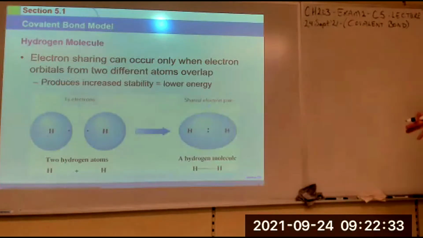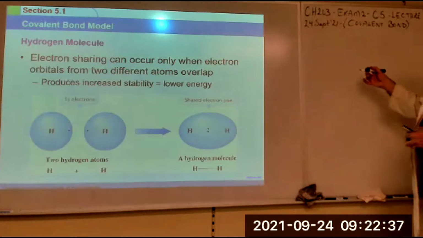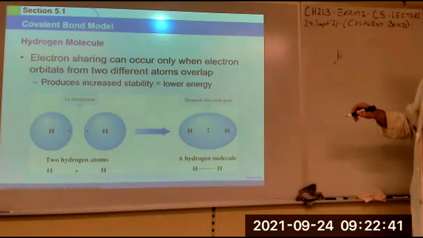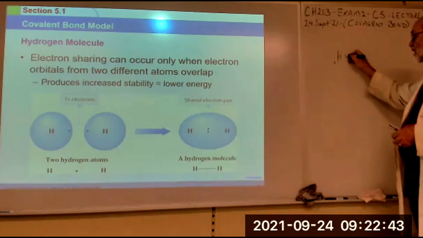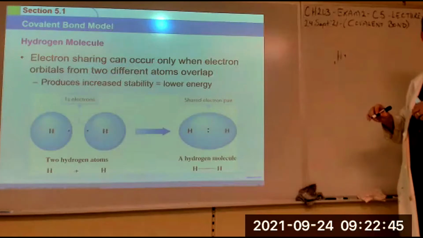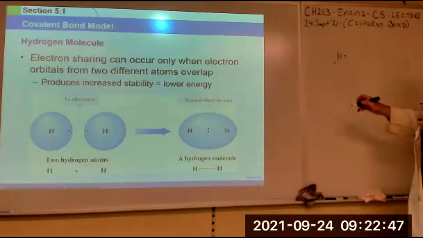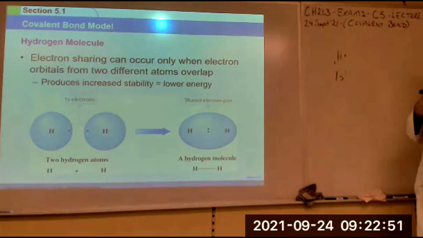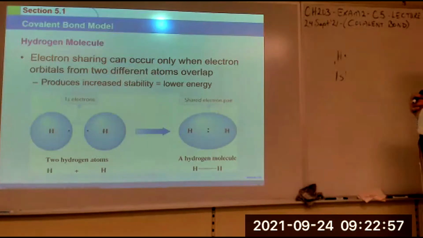Hydrogen is the very simplest example. And if you look at the electronic structure of hydrogen, remember it's only got one proton and one electron. So the Lewis structure would be like that. Or if we wrote the electronic structure, it'd just be 1s1. That's it. Hydrogen's really simple to deal with at this stage.